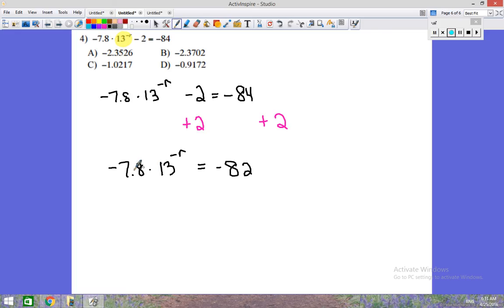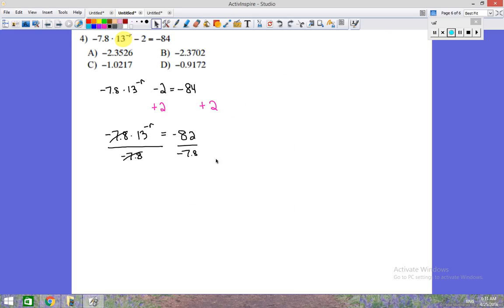Alright, on the left hand side we have two factors. We want to get the factor that's 13 to the negative r by itself. This factor of negative 7.8, we would like to just cancel it. So the inverse of multiplication is division. If we divide each side by negative 7.8, what do we have? On the left hand side we have this 13 raised to the negative r that's by itself. Negative divided by negative is positive. And for now, I'm just going to leave this as 82 over 7.8.